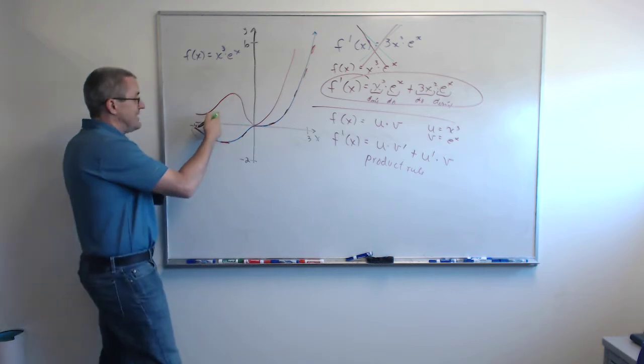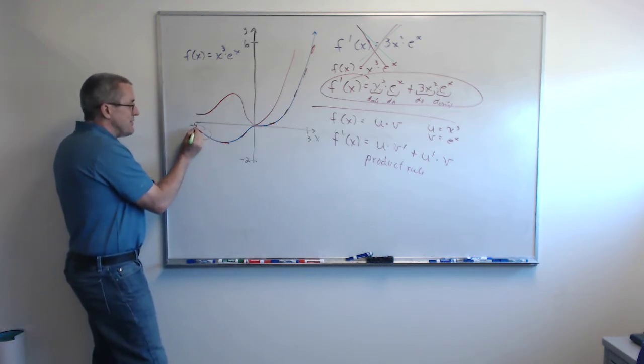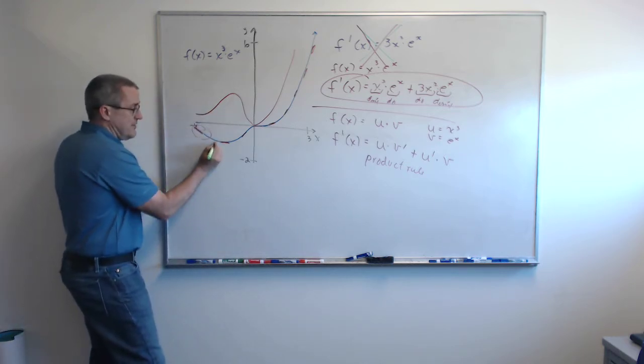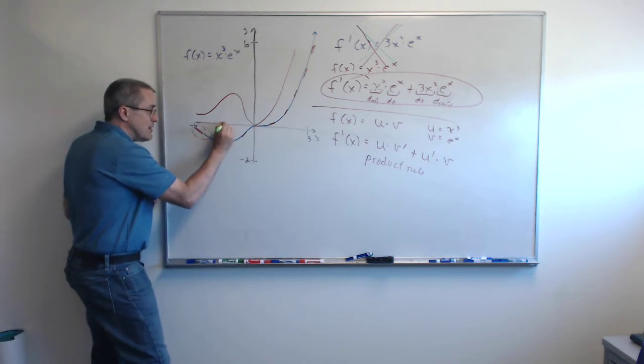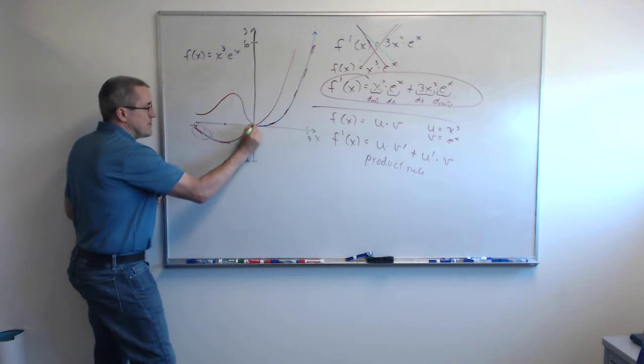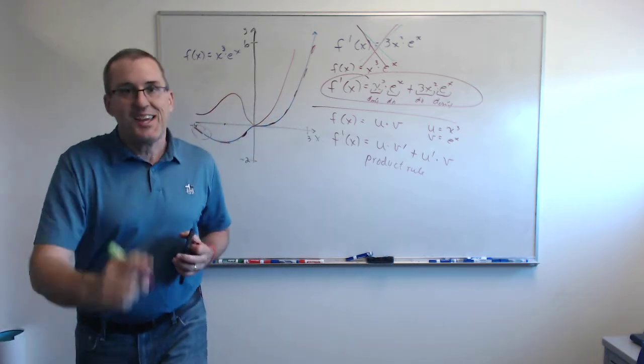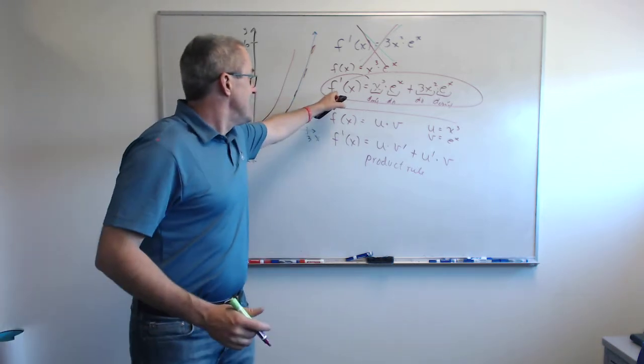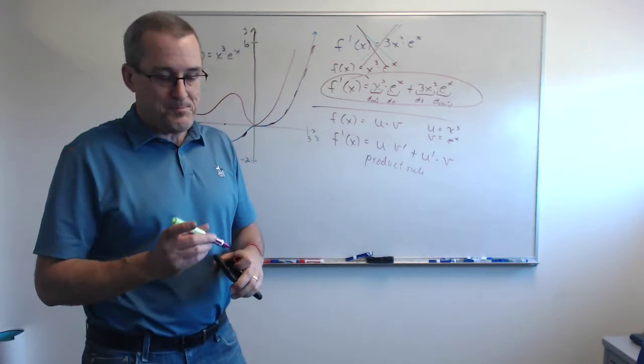Graph it and see, is the derivative function negative when it should be negative? Is the derivative of function 0 when it should be 0? Is the derivative positive when it should be positive? Is it 0 when it should be 0? Check on Desmos and see if this actually makes more sense.